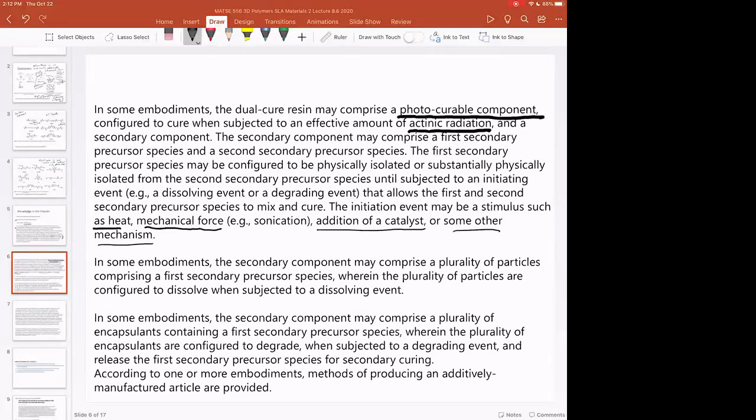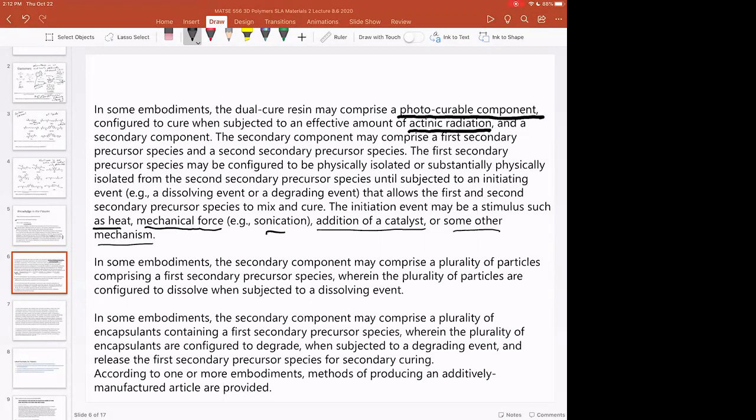So this is how they start to discuss all the possibilities of dual cure. So we're going to start with acrylates and methacrylates, and then we're going to use other types of chemistry to do the second cure. And that could be sonication, it could be heat, it could be all sorts of things. And so they're trying to think broadly about what's possible.